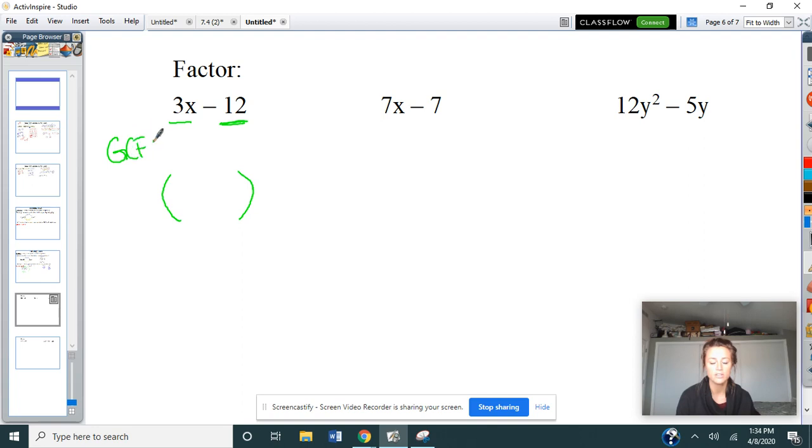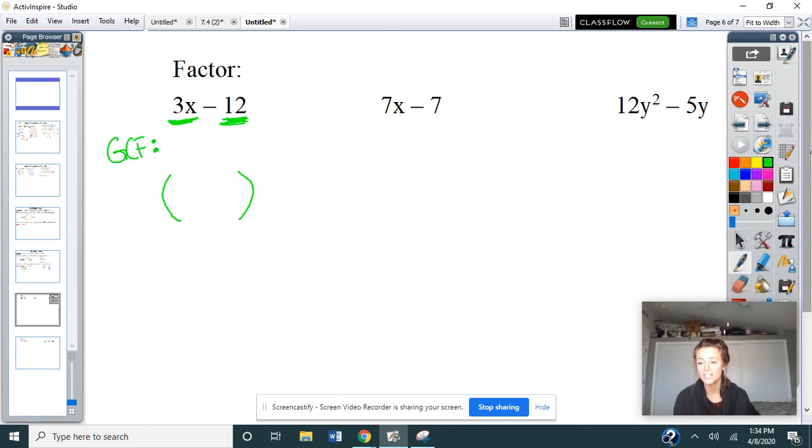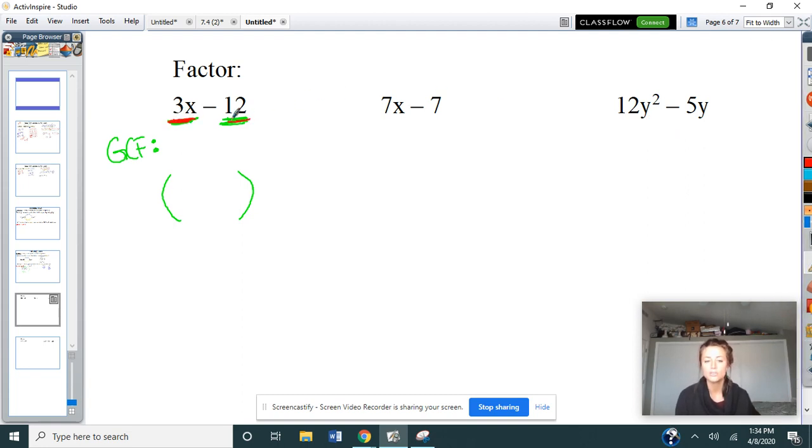So what is the GCF of 3x and 12? Now, he has an x. Let's start with the variable because sometimes that's even easier. He has an x, but does this term have an x? No. So do they have an x in common? No. So x is not going to be part of our GCF. But what number goes into 3 and 12? What do they have in common?